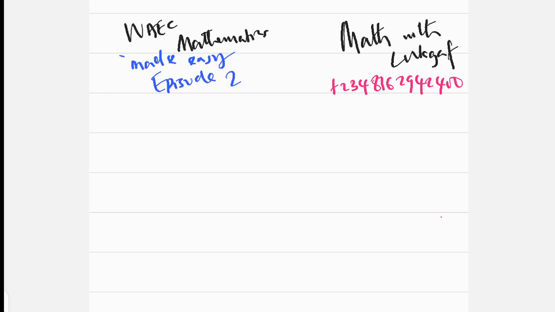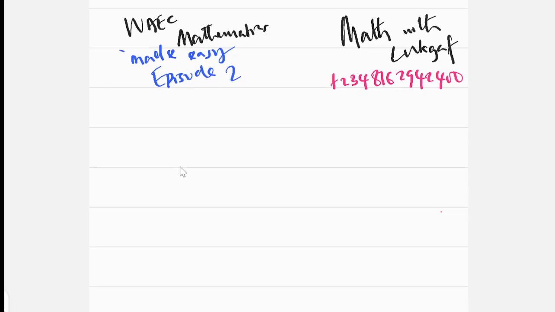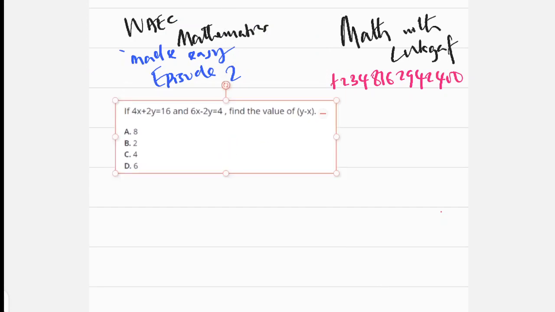So the first question I'm going to solve today, let me just bring it here. Okay. So this question is on simultaneous equations. You have to expect them in the exam. Simultaneous equations are one of the likely questions you are going to come across in your mathematics in WAEC, even in NECO or JAMB. So look at this question.